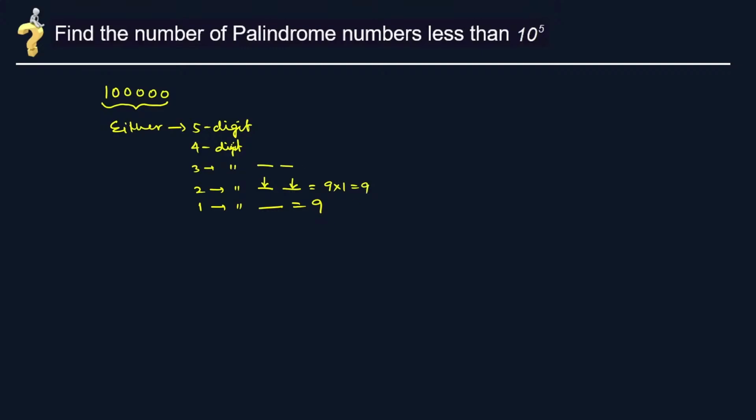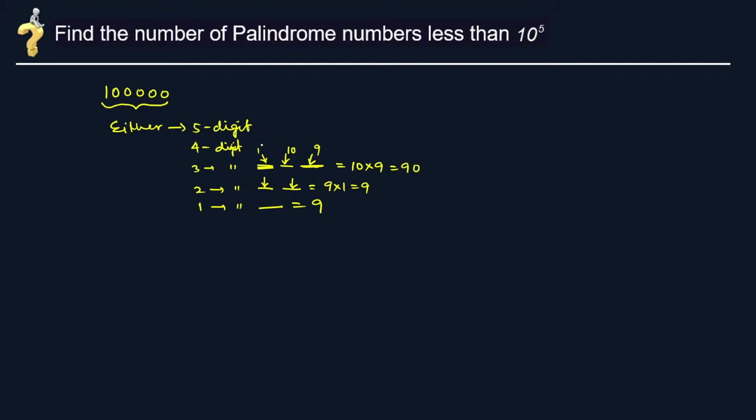3-digit palindrome numbers. This place can be filled in 9 different ways. This place can be filled in only 1 way, because whatever digit you write here, you have to write the same digit here. And for this place there is no restriction; any of the 10 digits can come. Therefore, 3-digit palindromic numbers will be 10 into 9, which gives us 90. Clear? Now let us consider 4-digit palindromic numbers.